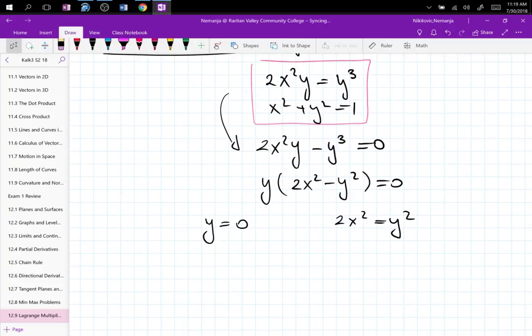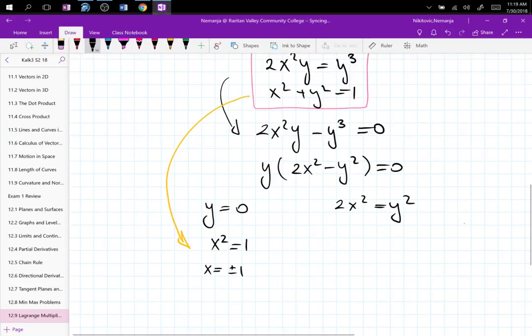Now, interesting things happen. You bring in the second equation, and in the second equation, if y is equal to 0, you get that x squared is equal to 1, from where x is equal to plus minus 1, giving you (1, 0) and (negative 1, 0) as points to consider for min and max.